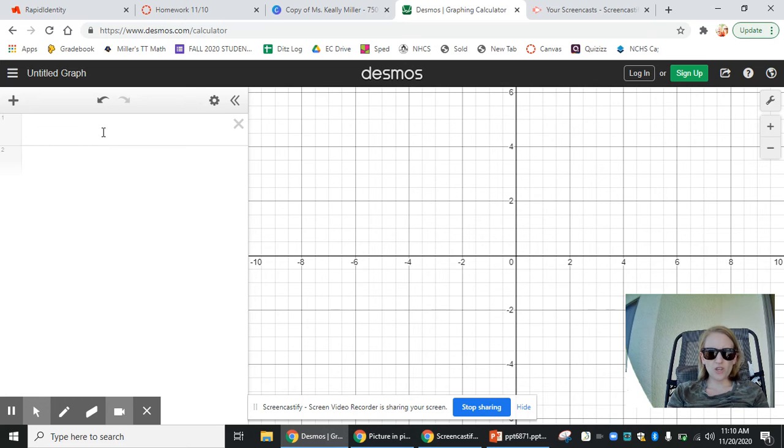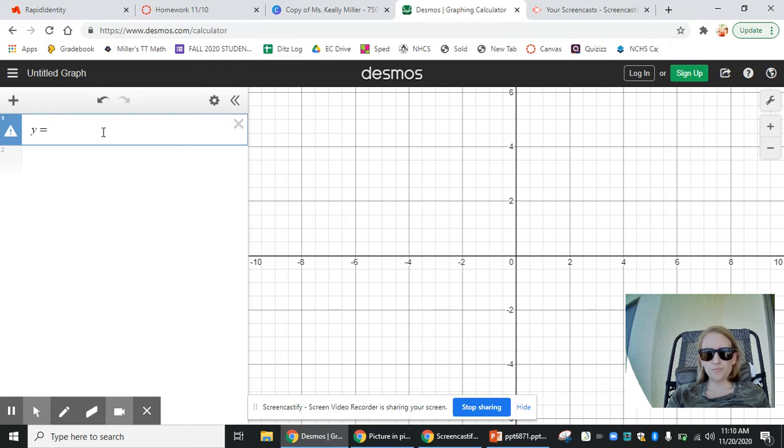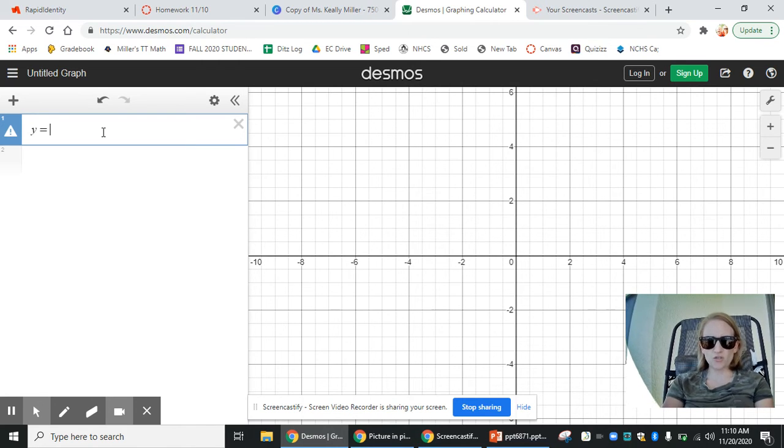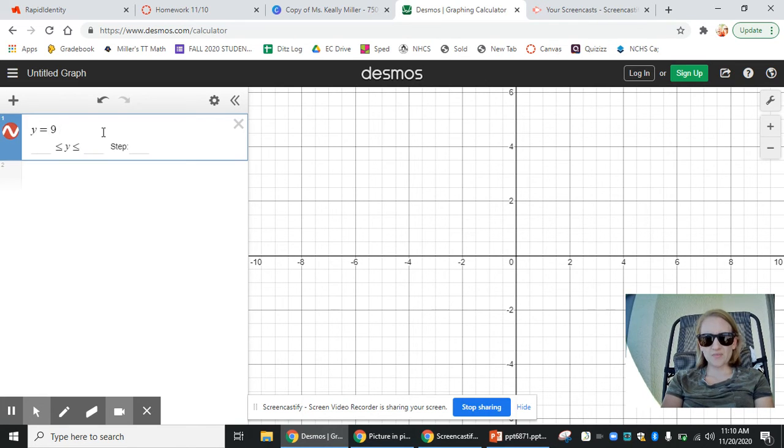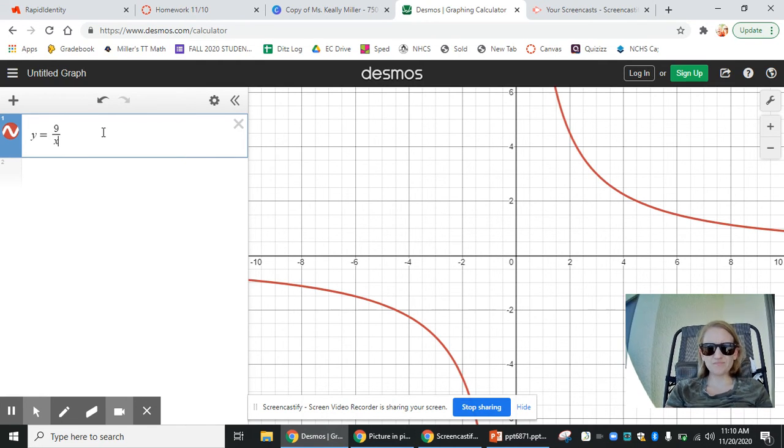So if you go to Desmos and then you go to graphing calculator, all you're going to need to do is type in y equals, and then we're going to type in our coefficients. Those are the numbers in front, your A, B, and C. So 9 was our first one, and I'm going to hit divided by x. All right, so that was our A value.